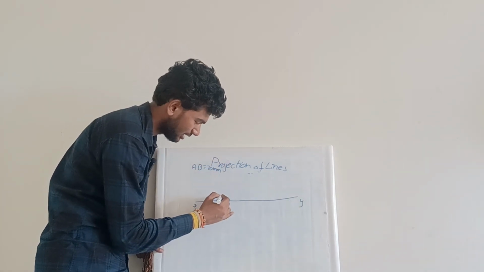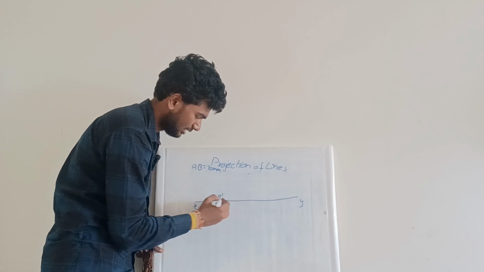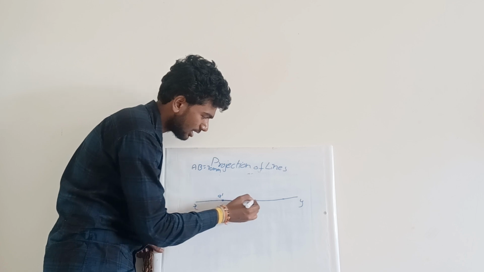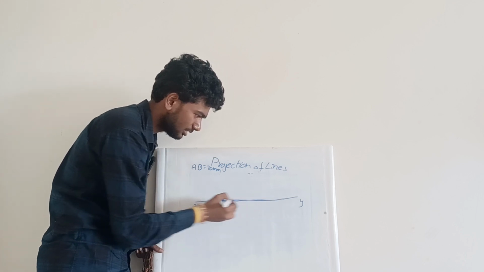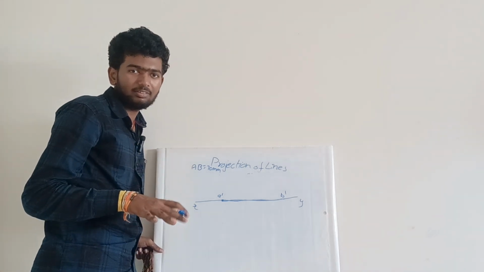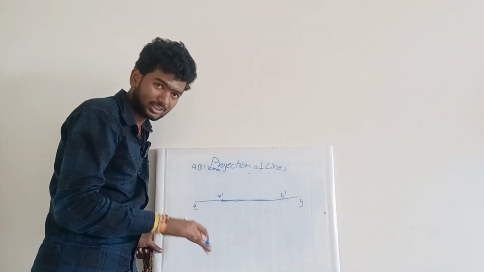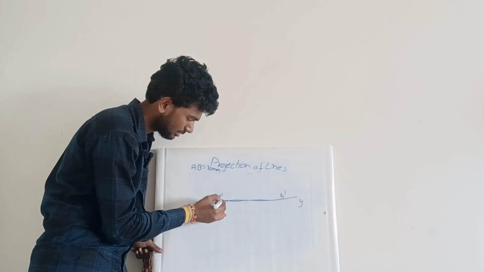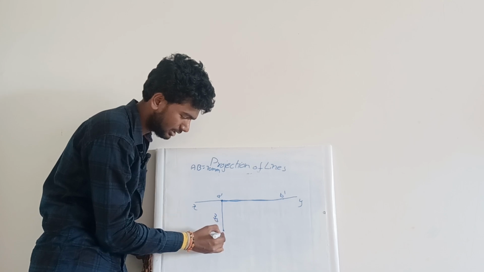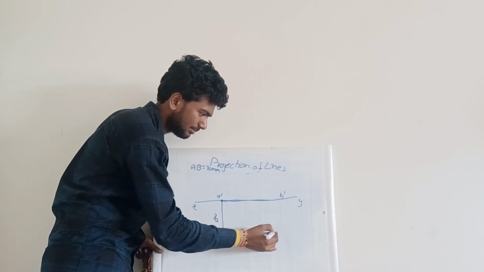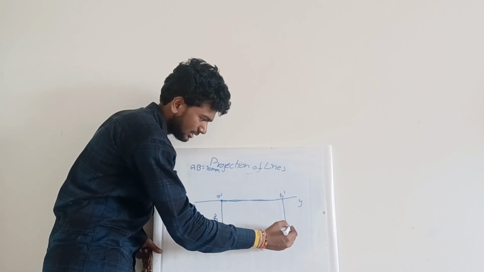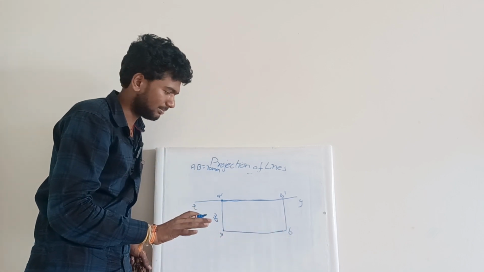HP means we have to keep A dash, B dash, and measure the 70 mm length. This will be 70 mm. We have to darken this line to show the output. B dash, and they told that in front of the VP, that is below the XY line, we have to take 30 mm, denote it with A, and next the same 70. Join these two lines, then we will get the completed problem.